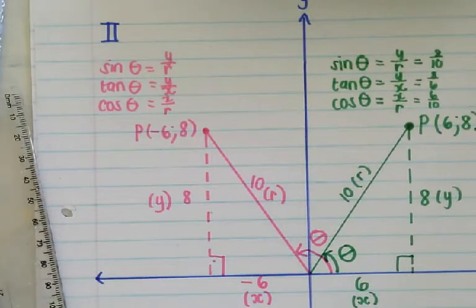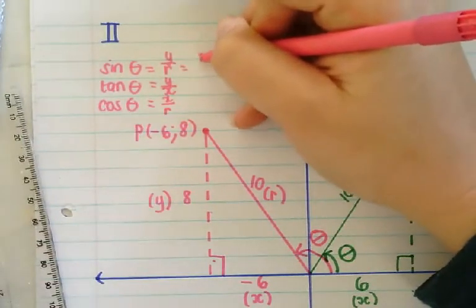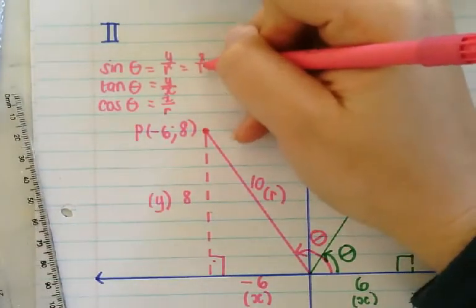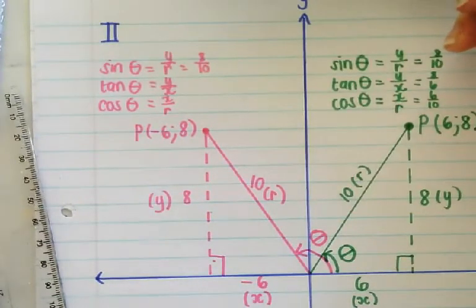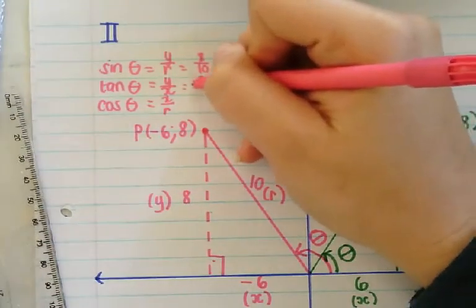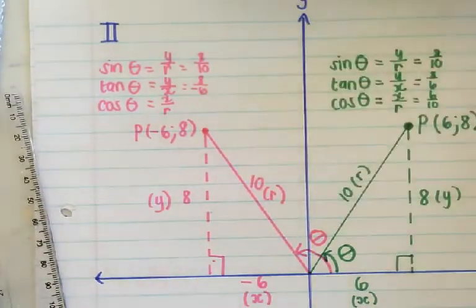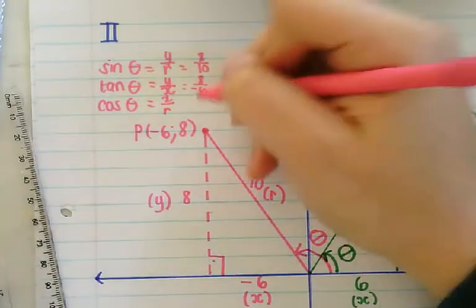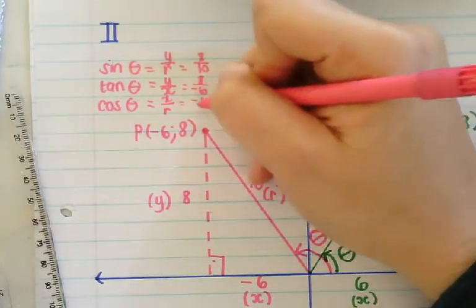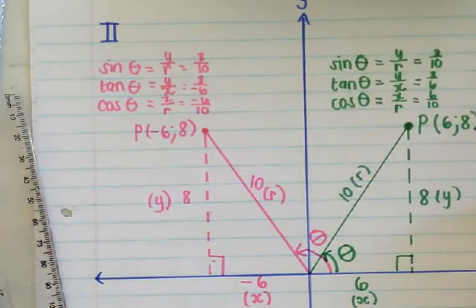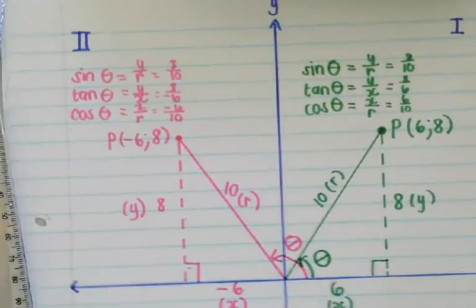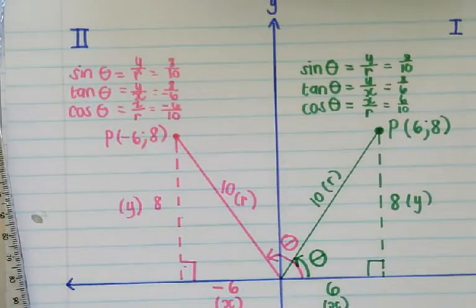Let's fill in those numbers. Y is still 8. Hypotenuse is still 10. Y is still 8. But my x is now negative 6. And my x, negative 6. My hypotenuse still positive 10. Giving you 1 minute, and then I'm moving on to my third quadrant.